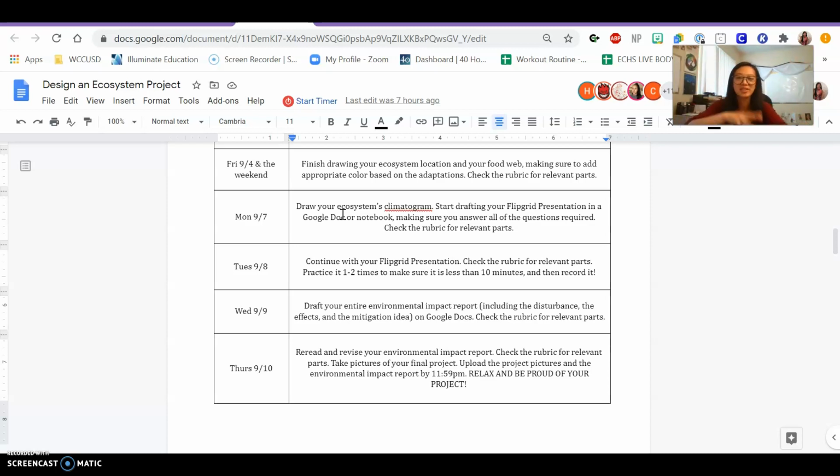Now that you have all of your stuff, you can start writing about it. Then Tuesday, you can practice your Flipgrid and then film it, right? Finally, Wednesday and Thursday are left for working on the environmental impact report, those three paragraphs. You can draft it and then Thursday make your final touches. I know I won't be seeing you all until really Wednesday, which means I'm going to be asking for some check-ins, probably online or on Remind, to see how things are going with your project.